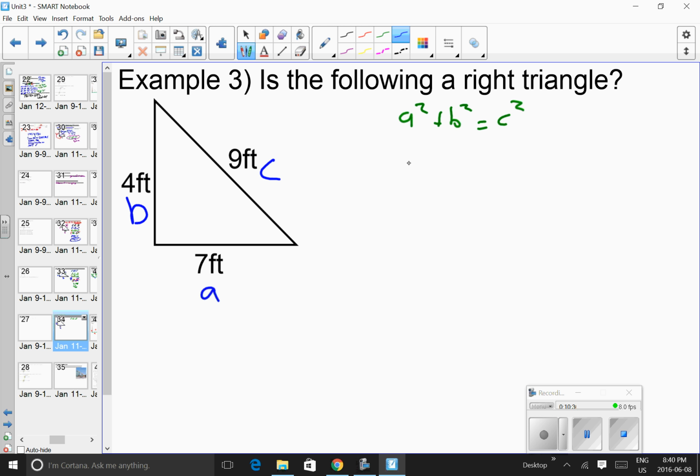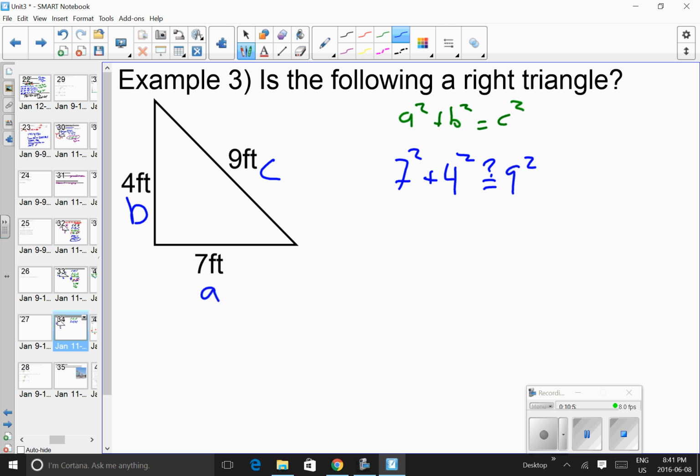So a, we said, was 7, plus b was 4, and we were trying to see if that equals 9 squared. So because we don't know if this is actually equal, I'm going to put a little question mark there. That's what we're trying to figure out, if it's equal. So we're going to do the exact same thing we've been normally doing. We're going to simplify what we know.